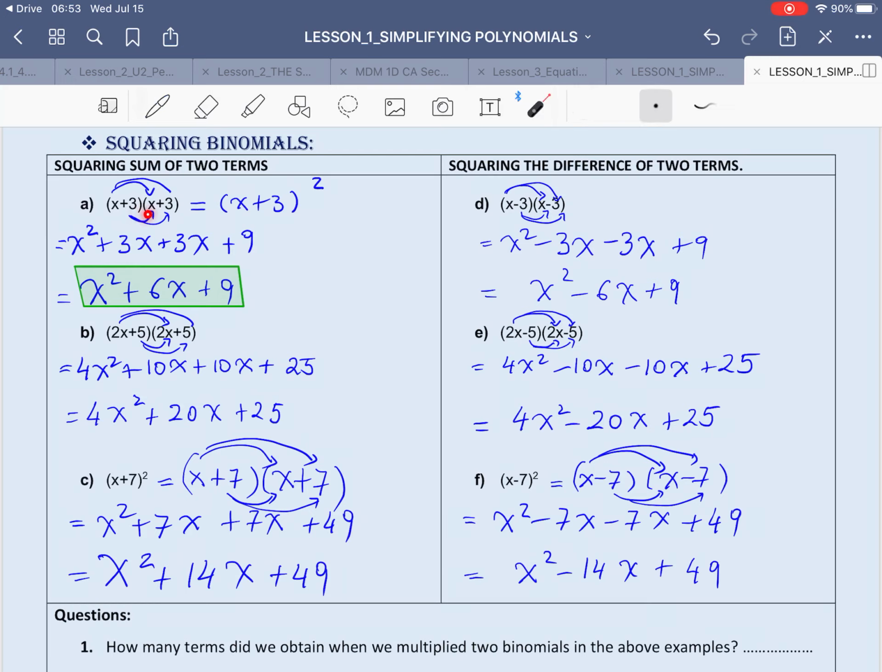3y plus 7x, 3y minus 7x. So 3y times 3y, 9y squared. 3y times negative 7x, negative 21xy. 7x times 3y, positive 21xy. And the last terms, negative 49x squared. So these two terms will simplify, and the answer would be 9y squared minus 49x squared.